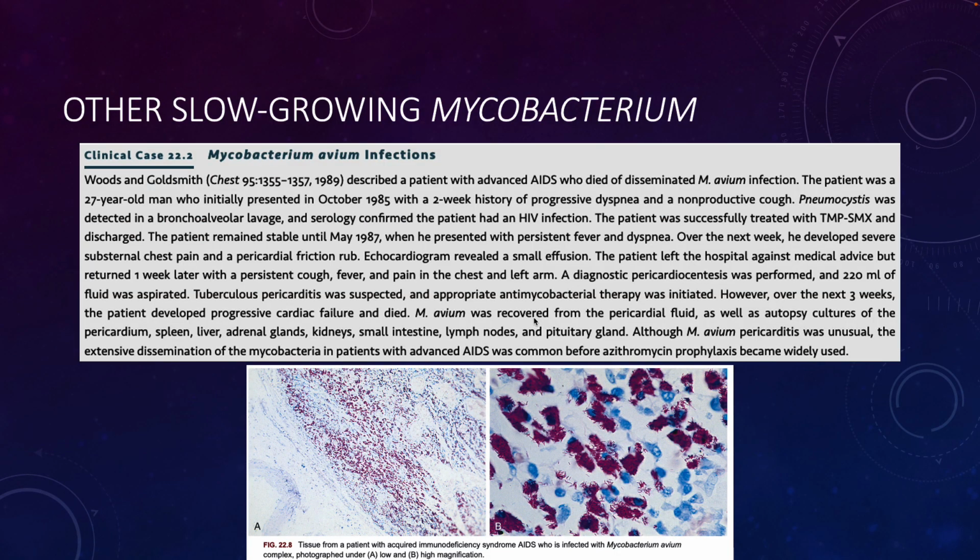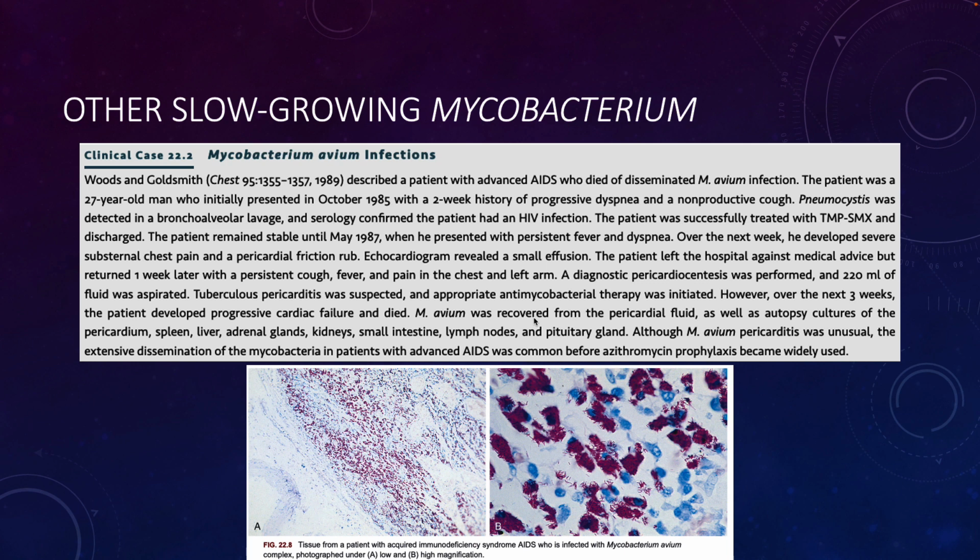The other slow-growing group of Mycobacterium is this complex of Mycobacterium called Mycobacterium avium. These are really uncommon unless you're talking about patients who are immune compromised. And so here we have a case where you have a patient with advanced AIDS who died of a disseminated Mycobacterium avium infection. 27-year-old man who had a 2-week history of decreasing ability to breathe and a non-productive cough, so no sputum. The patient had pneumocystis, a fungal infection that's pretty common in AIDS patients, in his lungs, and the serology confirmed that he had the HIV infection. The patient was treated with antibiotics and discharged.